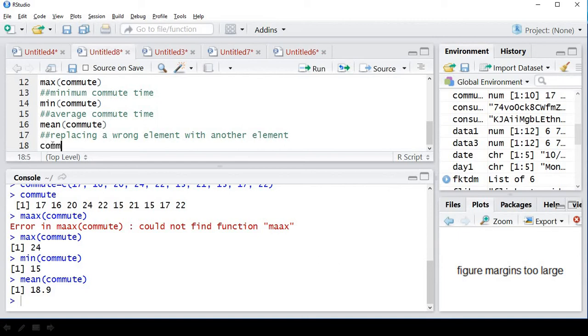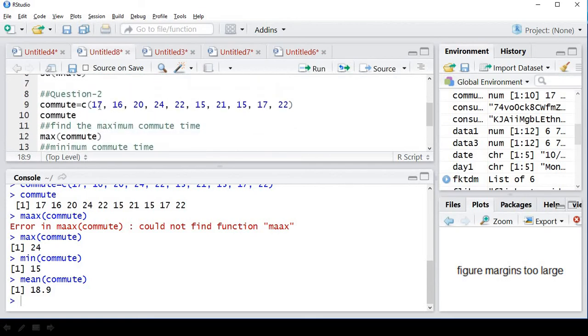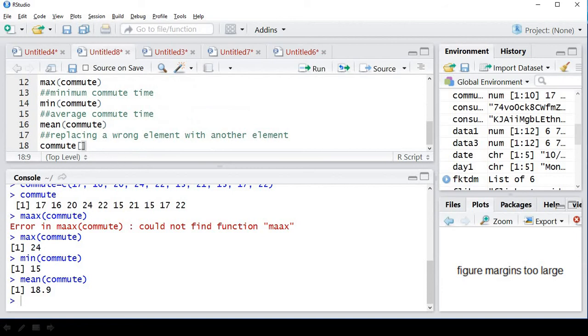How do I replace? Commute. Okay, I take commute, and what is the value that I need to replace? Now always remember, in this command you have to find the index. Okay, 1 2 3 4. I have to replace the fourth element. So you will write 4 in the square brackets. Okay, commute 4 with 18. This is what I am replacing. You cannot write the value, you have to write the index.